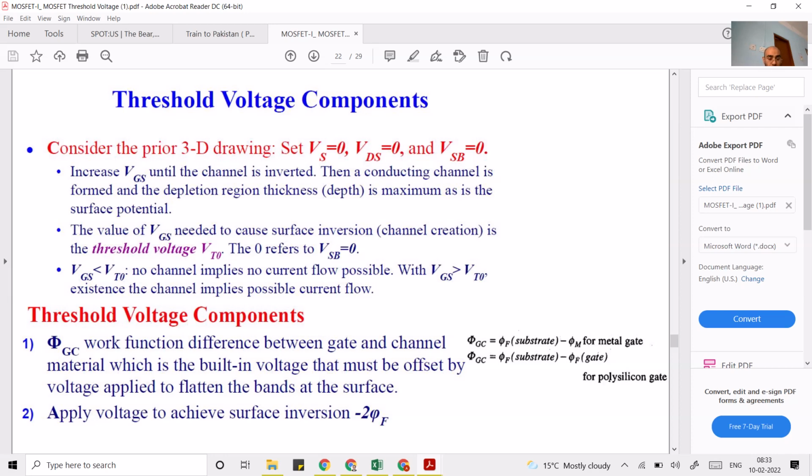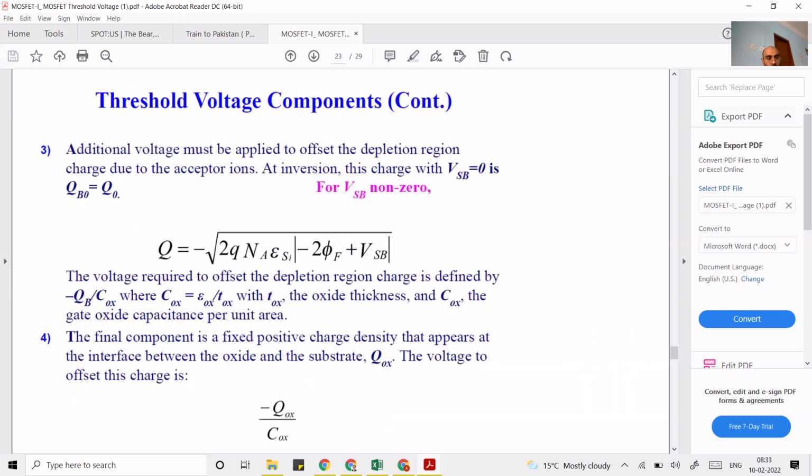But if the gate voltage is positive, then first depletion takes place. I'll come back to this point number 2 later, but let's consider that when the depletion region is formed, how much charge is there, and what amount of voltage will be required to replace this charge? Because some amount of voltage will be required to deplete the region.